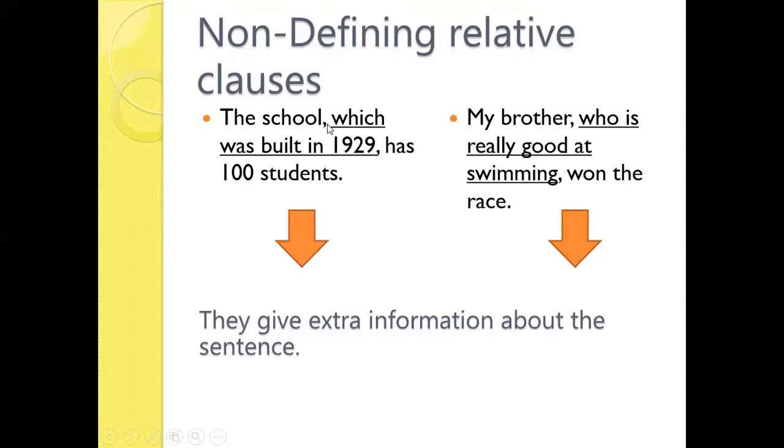The school, comma, which was built in 1929. This is the relative clause and has 100 students. This is extra information. Here, my brother, who is really good at swimming, is extra information, won the race.